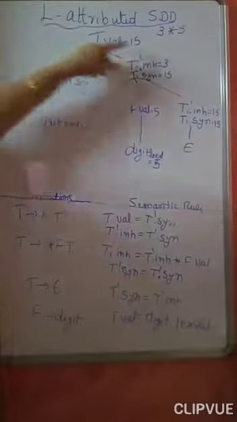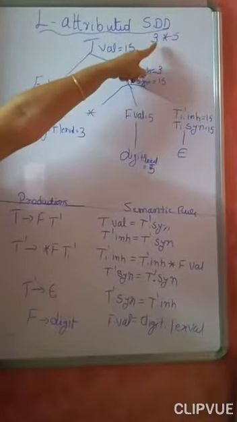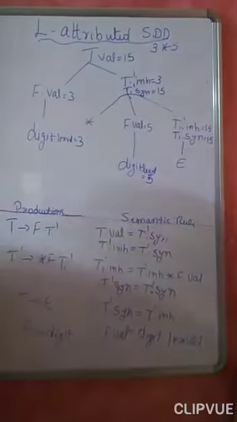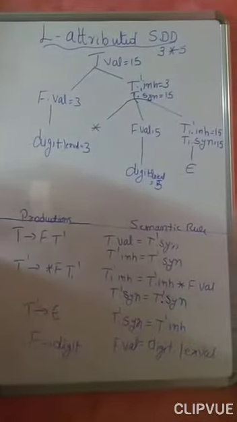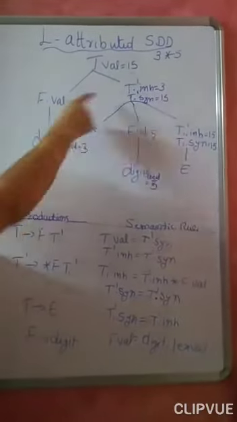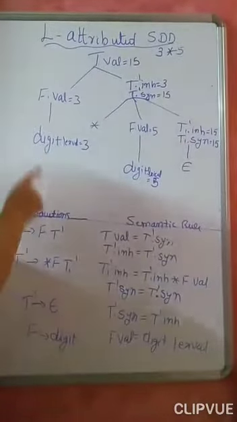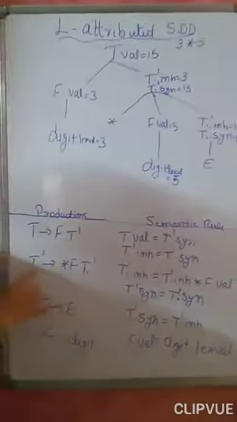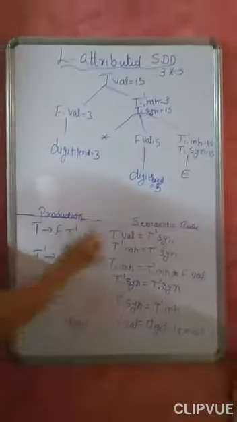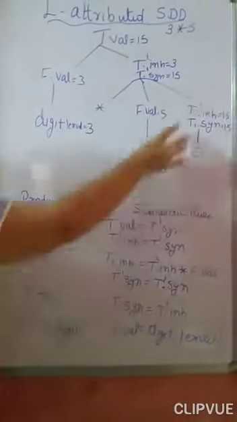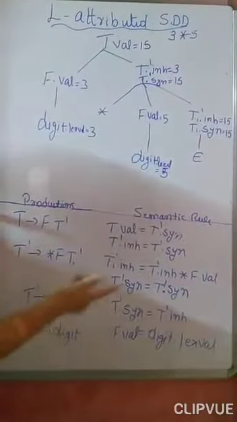Consider the input string 3 star 5. All of you know how to write the parse tree, so I have written it. T derives F T dash, and then F derives digit, and T dash derives star F T dash. Then this F derives digit and T dash derives epsilon.